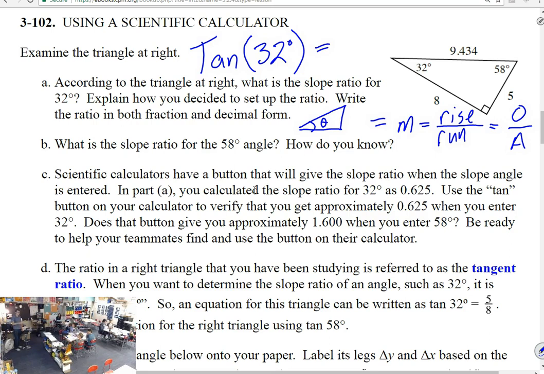Ooh, other way around. Because remember, if this was our angle sitting on the XY and we look for rise and run, rise is opposite, run is adjacent. So rise and run, this slope ratio is now 5 to 8. Right? According to this triangle, if this triangle is true, that's our ratio. Are we cool on that? All we did was look at the slope. 32 degrees actually means slope of 5/8.